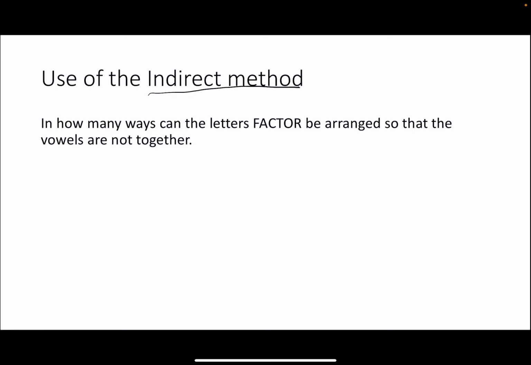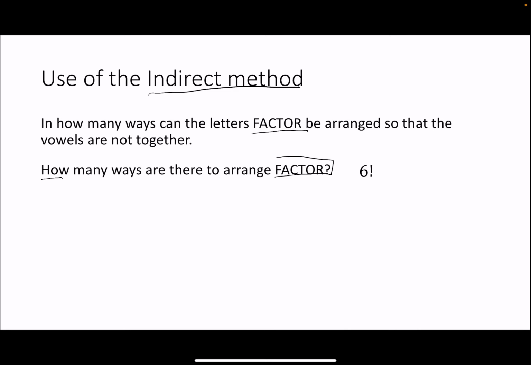How many ways can the letters of FACTOR be arranged so that the vowels are not together? Well, there's only 2 ways they can be together. Okay, how many ways are there to arrange the word FACTOR? Total number of ways, no restrictions: 6 factorial. Why? Because I have 6 letters, F-A-C-T-O-R, and this could be 6, 5, 4, 3, 2, or 1. And that's equal to 720 ways.